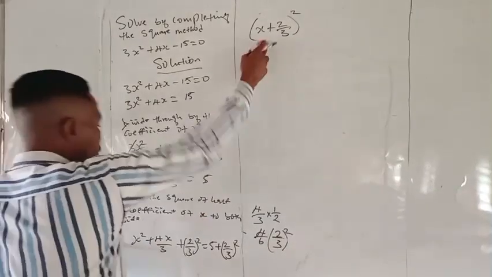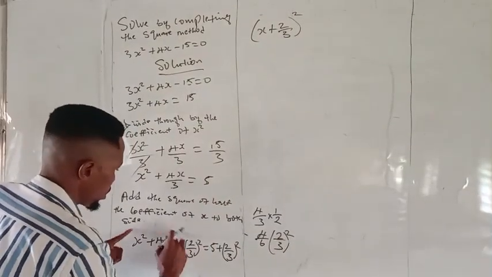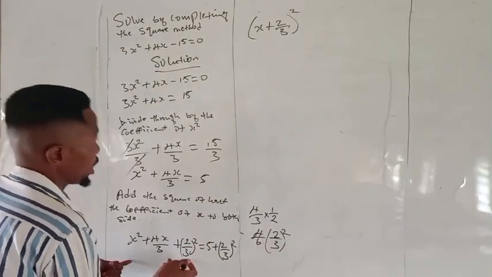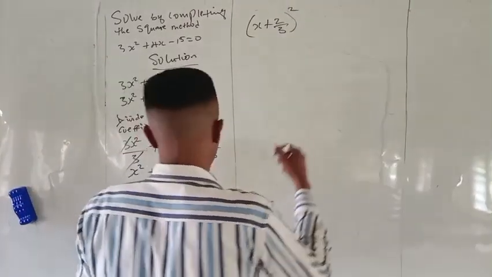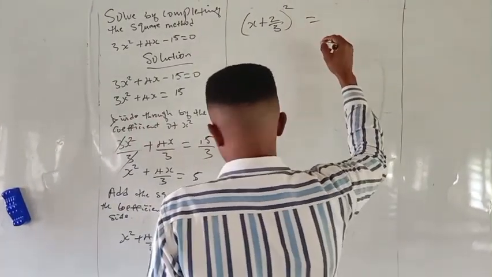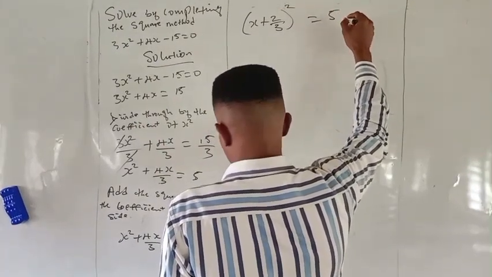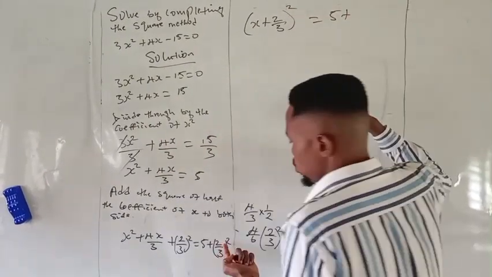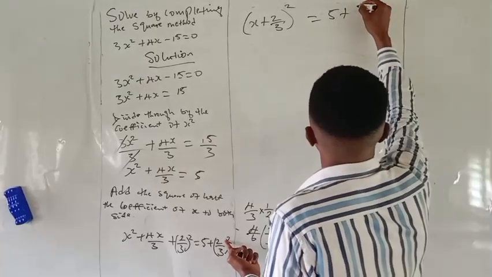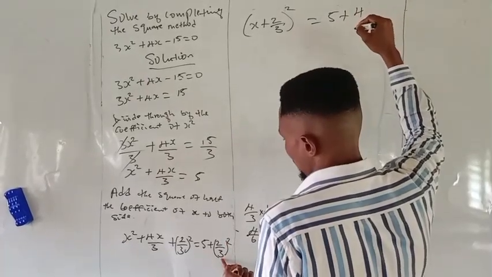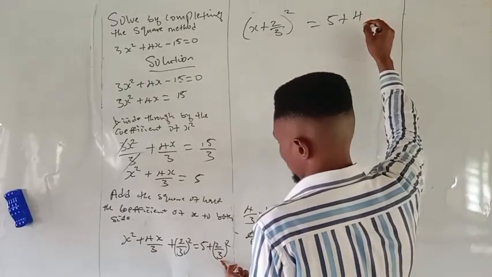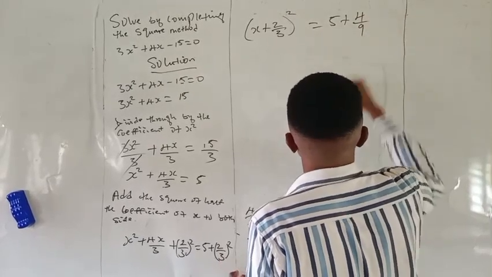If you further expand this, you're going to get back this. Okay? Going to get back this. Further expand it. Alright, let's just put it here. So equal to 5 plus 2 squared will give you 4. Alright, 3 squared, 3 times 3 will give you 9. So we have all over 9.